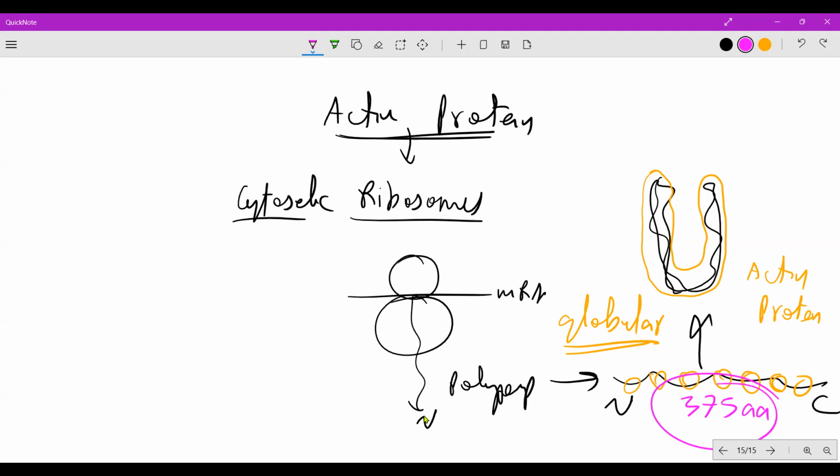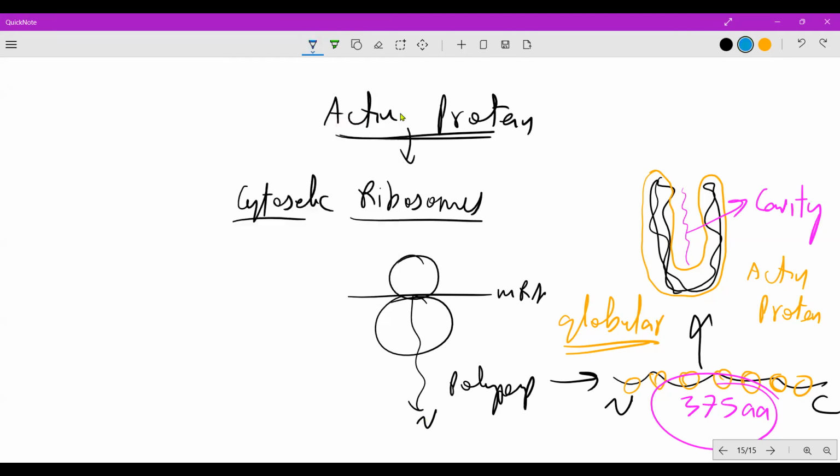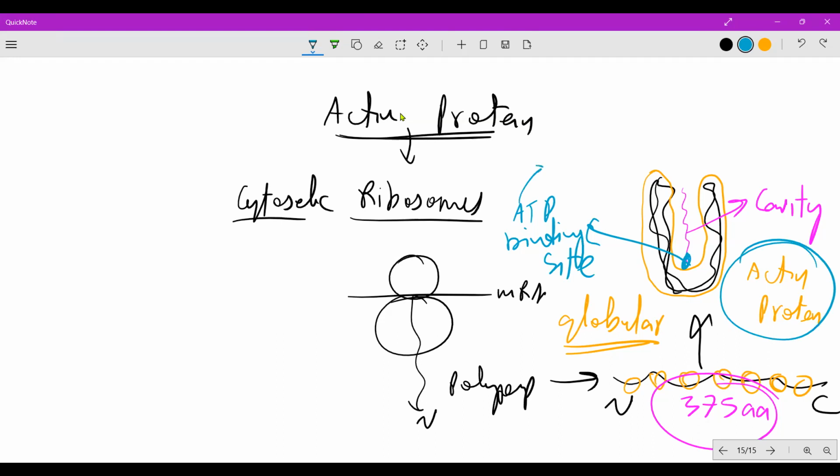And in the center, you will see there's a cavity. ये हमारी देखो cavity है. Center में एक space है, cavity है. Now, why this cavity is important? ये जो cavity है, this cavity is important because this cavity has an ATP binding site. मतलब हमारे जो actin proteins हैं, these actin proteins can also bind to ATP and they can hydrolyze this ATP into ADP. They can bind to ATP in the cavity and hydrolyze it to ADP.